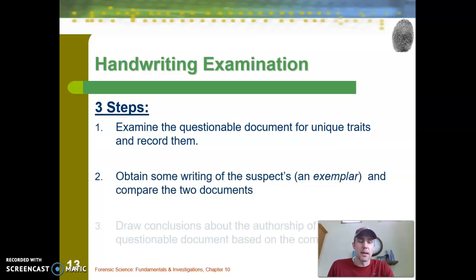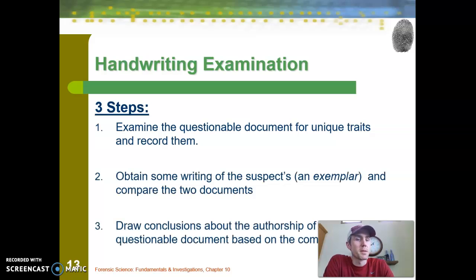There are 3 steps when analyzing handwriting. The first step is to take a look at the questioned document. This would be evidence that we collect from a crime scene or we obtain in some other way. Step 2 is to compare that writing to something of the suspect's. We do need multiple suspects. The example of a suspect's handwriting is what we call an exemplar. And then once we've analyzed both documents, we're able to compare and see if there are any connections between the two handwritings.